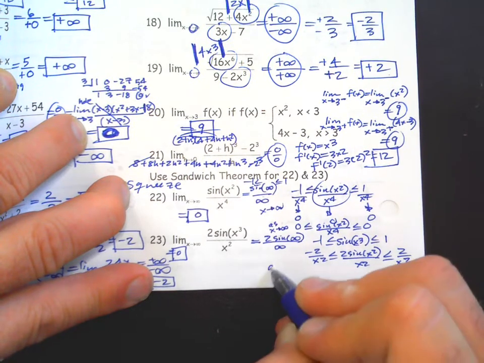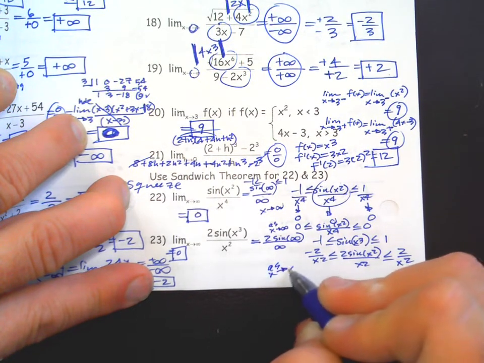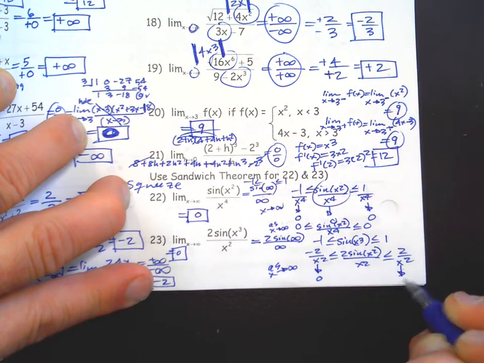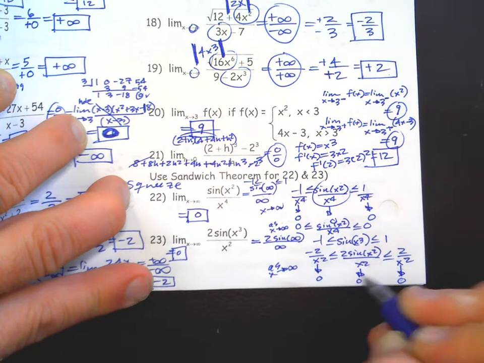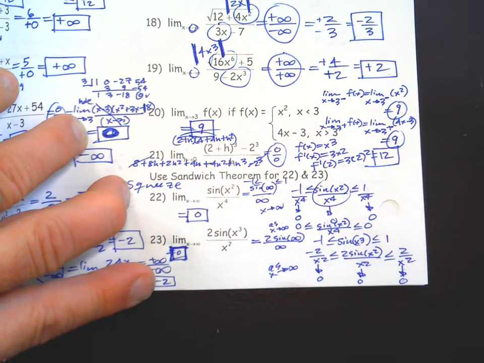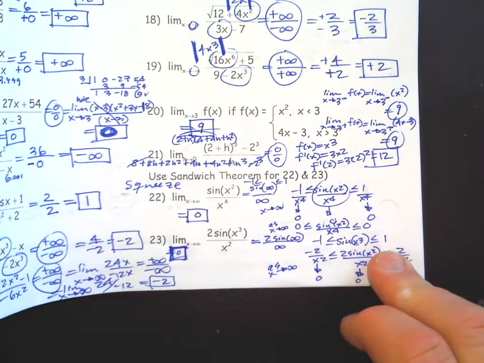And then we could say as x goes to infinity, this only works in this case when x goes to infinity, this is going to go to 0. This is going to go to 0. So this is going to have to go to 0. And the answer is going to be 0. So that's the sandwich theorem. We will use that sometimes.